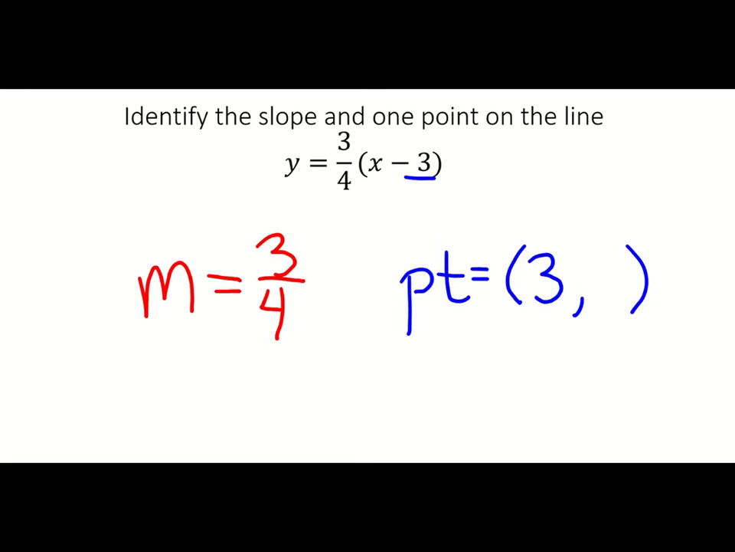And then think about what's with the y. There's nothing on that side with the y. So if there's nothing there, what number represents nothing? That would be 0. So the point's 3, 0.